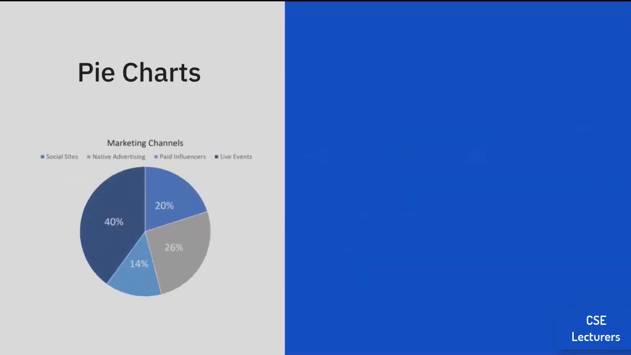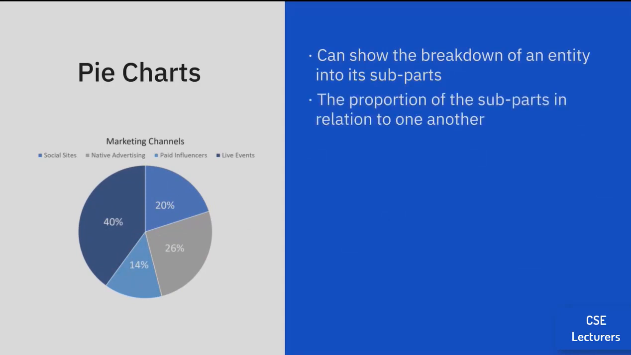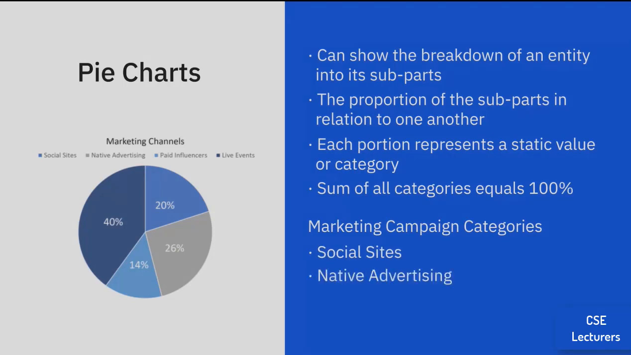Next, we have pie charts. This type of chart can show the breakdown of an entity into its subparts and the proportion of the subparts in relation to one another. Each portion of the pie represents a static value or category, and the sum of all categories is equal to 100%. In this example, we have a marketing campaign with 4 distinct categories: social sites, native advertising, paid influencers, and live events. With this type of data representation, we can easily see the total number of leads generated per category.